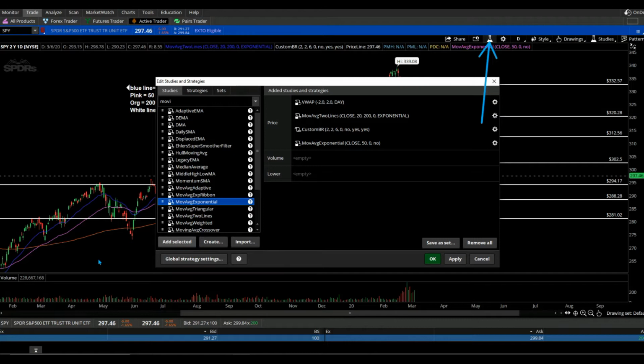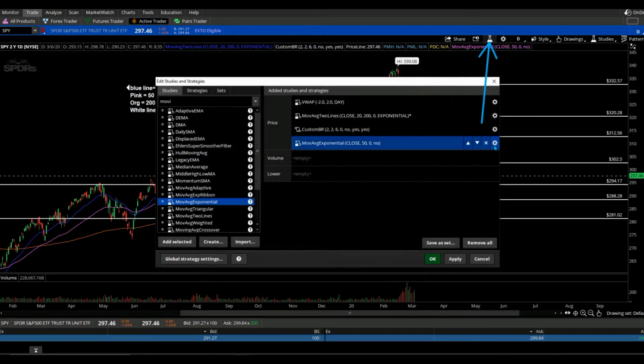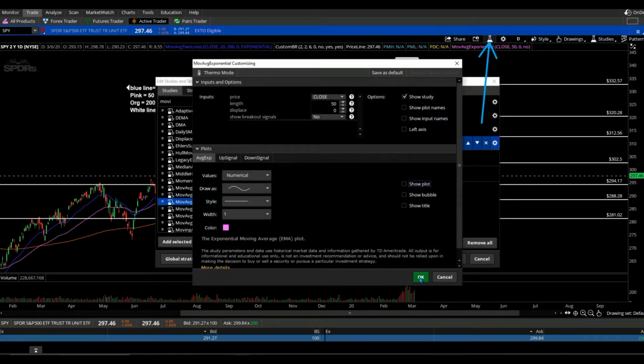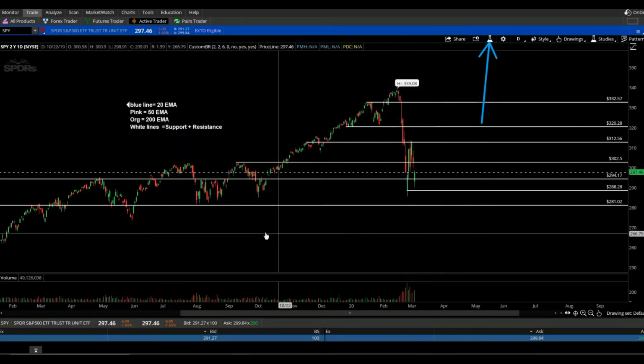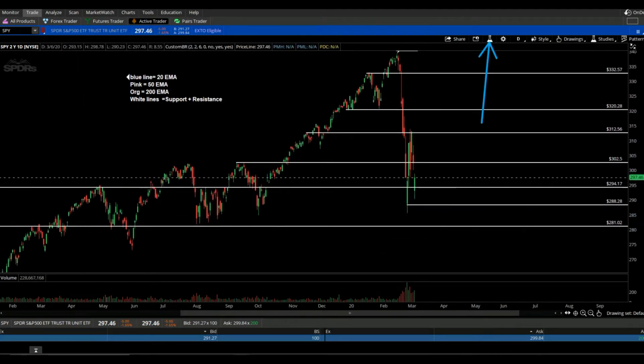I can kind of guess where it's going to be because, depending on the pullback, I'm used to seeing them. But for visual references, sometimes I put them back on. So all you can do is show this plot here. The fast moving is the 20. Slow moving is 200. Take that off. Click OK. And then we're going to do the same thing with the 50. And then we just click OK. Those disappear. So now we got what they call a naked chart.